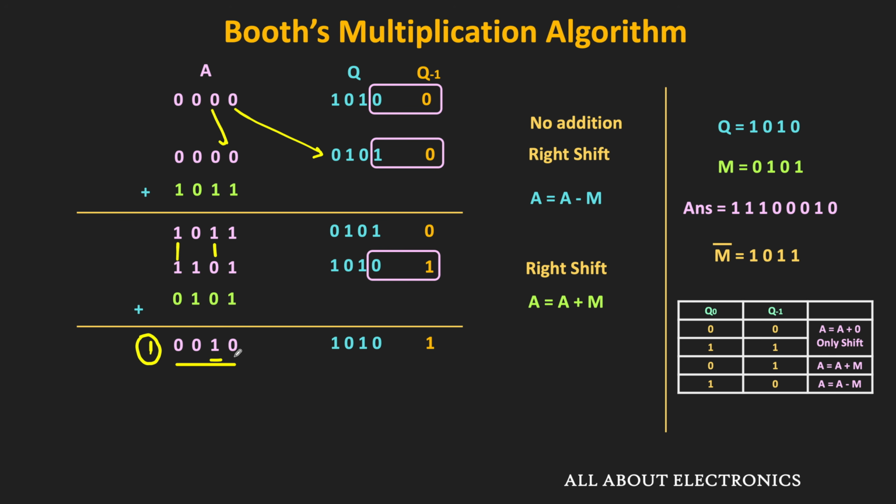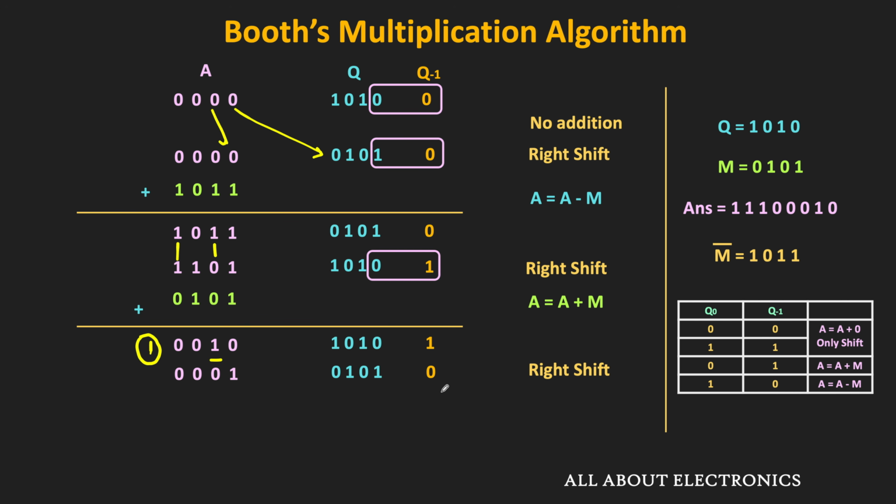So we can say that this will be the content of the A register. And here, this Q and the Q minus 1 will remain as it is. So here, after this addition, once again, the arithmetic right shift operation will be performed. And after that, this will be the content of the AQ as well as the Q minus 1.